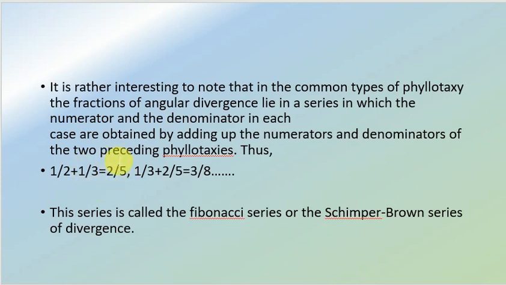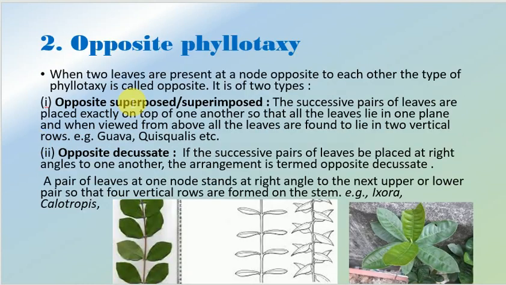Now, if we do the summation of 1 by 3 plus 2 by 5, then what would be the answer? 1 plus 2 is equal to 3 and 3 plus 5 is equal to 8. So, the next type is the 3 by 8 phyllotaxy, that is known as the octastichous, that we have just studied. So, this type of series is known as the Fibonacci series, and it is also known as the Schimper-Braun series. Now we will study the second type, that is the opposite phyllotaxy.